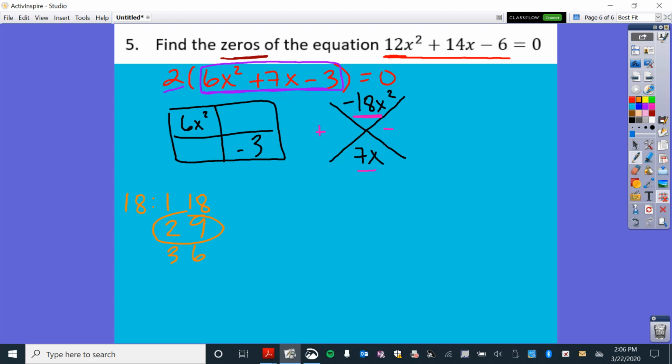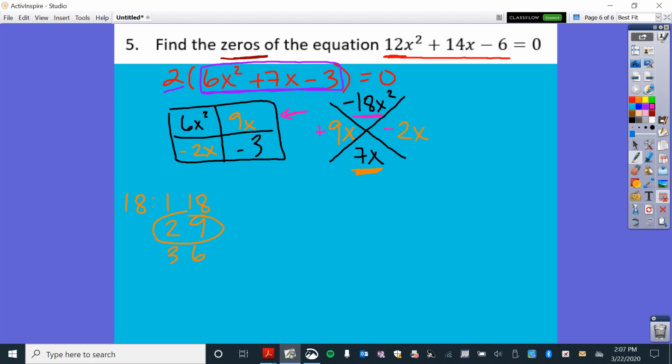Now, which one of those is going to be positive? The 7x tells you which number is positive. Well, the 9x is going to be positive, the larger number, because this is a positive on the bottom, and a negative 2x. So 9 minus 2 is 7. Okay, we're good. So we're going to plug it into our box: 9x and negative 2x.